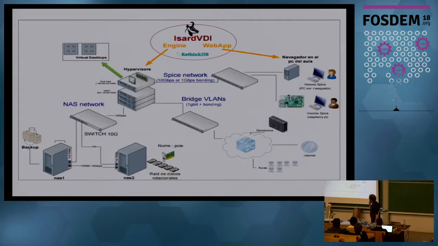More or less, what we have now is something like that, where we have those two NAS servers, and we have the hypervisors that will run the virtual desktops, and on clients we have different kinds of access: laptops, Raspberries. We have different kinds of clients and connections.